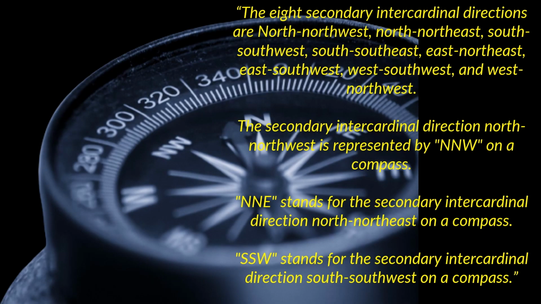The 8 secondary intercardinal directions are north-northwest, north-northeast, south-southwest, south-southeast, east-northeast, east-southwest, west-southwest, and west-northwest. The secondary intercardinal direction, north-northwest, is represented by NNW on a compass.